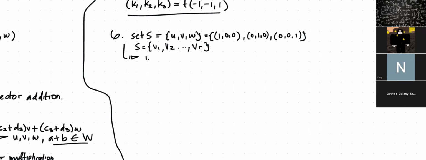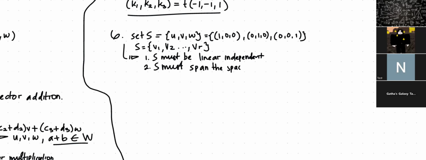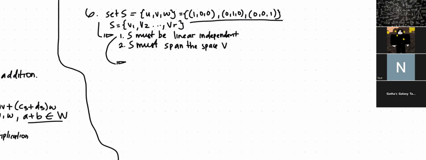The first condition is that S must be linearly independent, and the second condition is that S must span the space V. In the case of number 4, S is (1, 0, 0), (0, 1, 0), and (0, 0, 1). First we prove the first condition, which is linear independence.